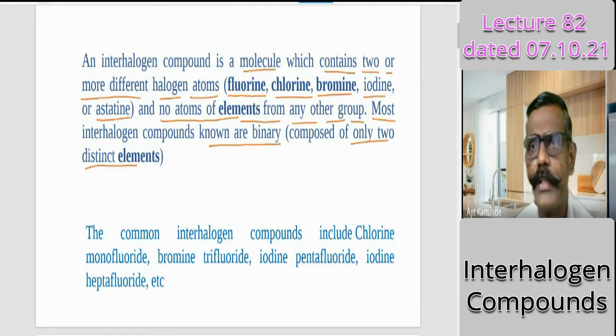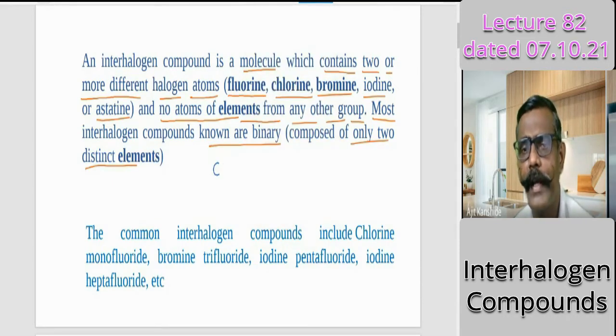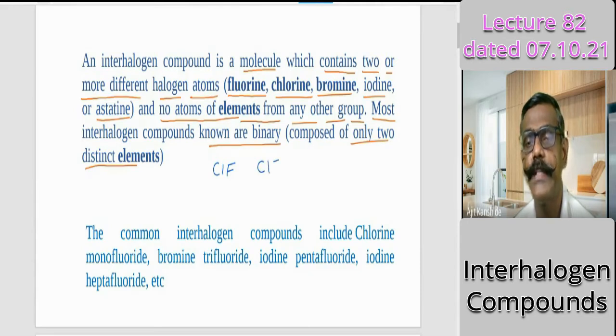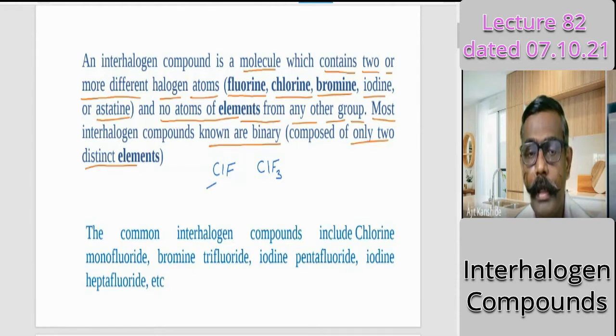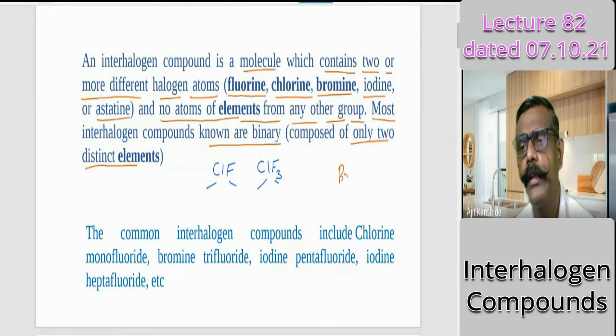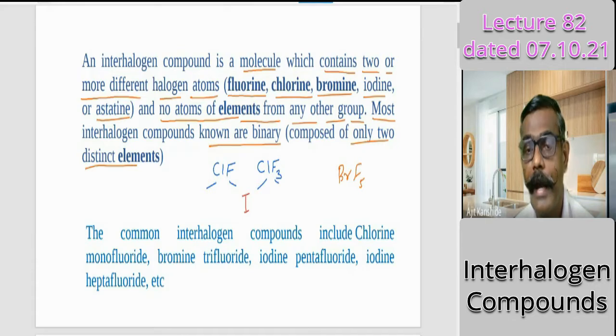If I consider chlorine as one element, then the other element will be fluorine. The numbers may differ. It can be ClF, it can be ClF3, but the atoms combined are chlorine and fluorine. It can be bromine and fluorine, or it can be iodine and chlorine.